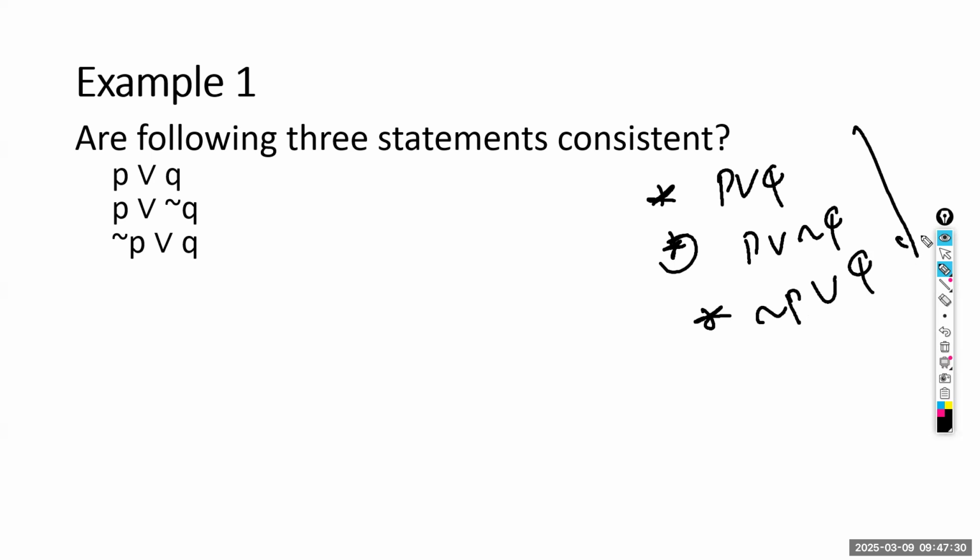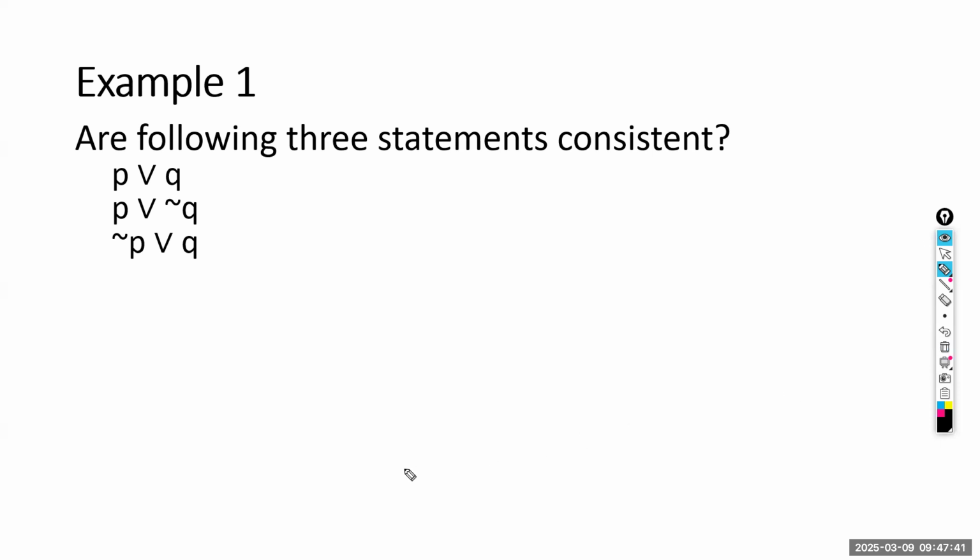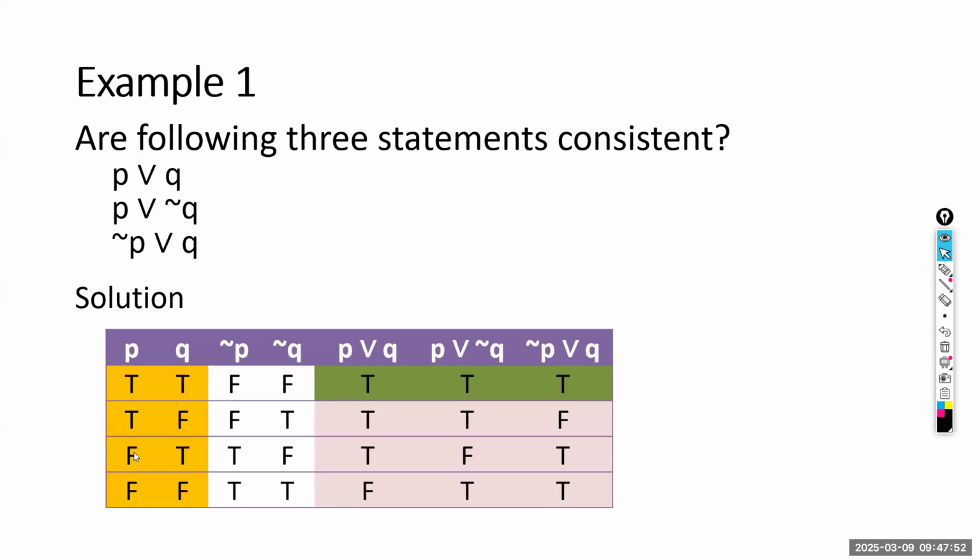Now we have three statements. Now we do want to check whether this is consistent or whether these three statements are inconsistent. How do you prove that? Super easy. Just prepare the truth table. Because we have two variables, P and Q, we have four entries: true true, true false, false true, false false.